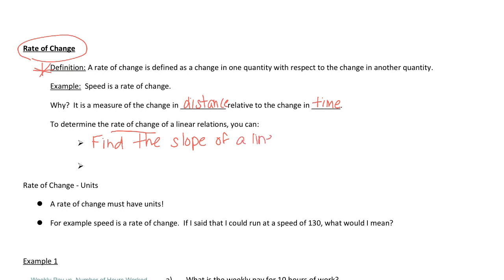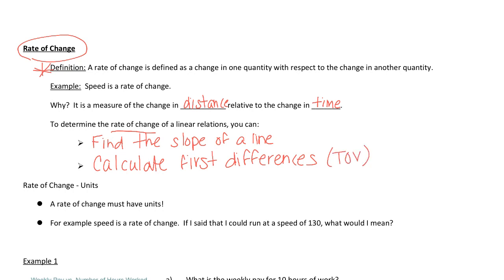The second thing that we've already talked about is calculating first differences. That also gives us that rate. And that is from our table of values. And finding the slope of the line, obviously, would be from our graph, or from two points, and we'll get into that a little bit more.